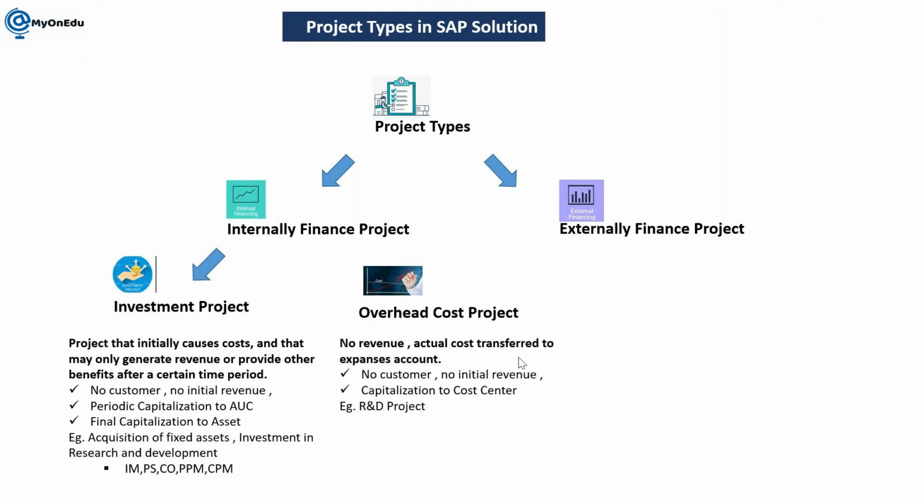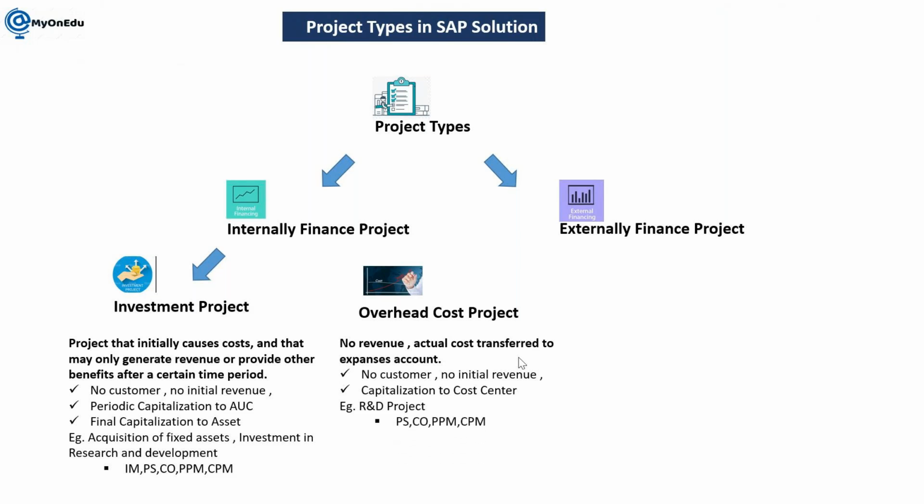Here the example is an R&D project. Some pharma companies start R&D projects. They have some target to achieve, but sometimes if it is not achieved, in that case the total expenses, whatever you spent on your project, have to be settled, capitalized or transferred to your expense account.